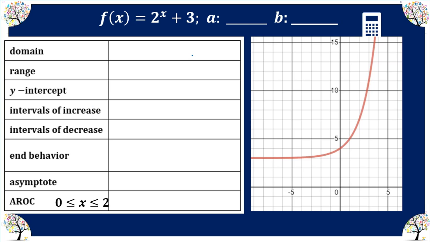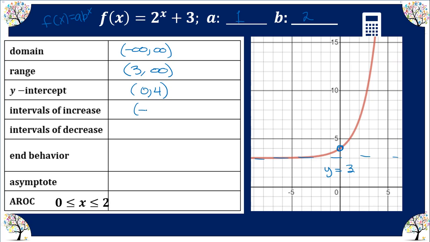Our next equation, again, this is not in the simple form of ab to the x. So our a value is 1, our b value is 2, our domain is all real numbers. Our range is going to depend on the asymptote. So this time our asymptote is y equals 3. So our range is 3 and up. Our y-intercept is right here, 0, 4.